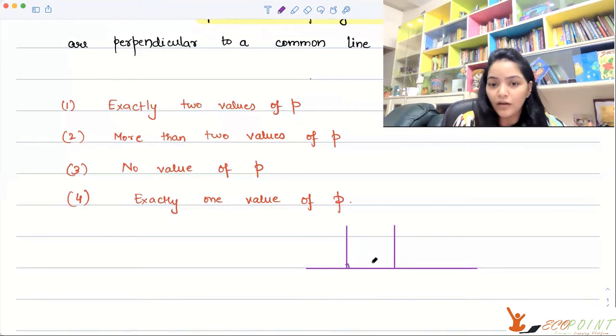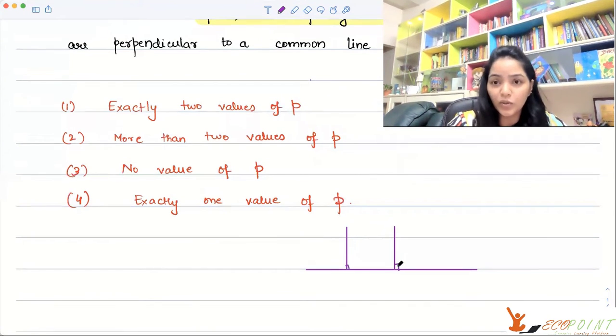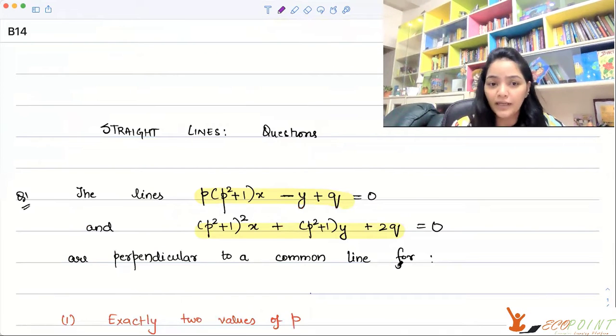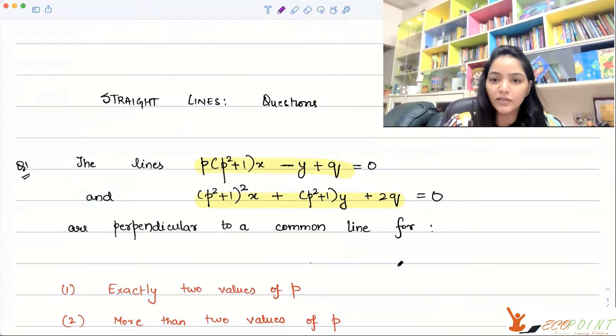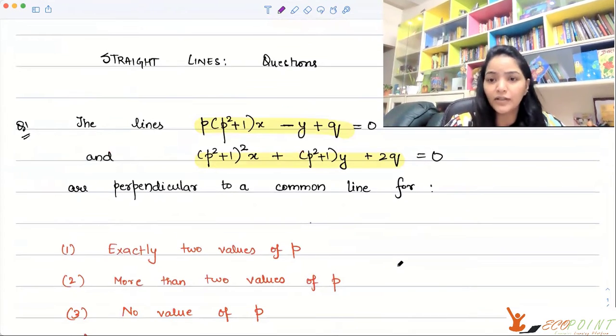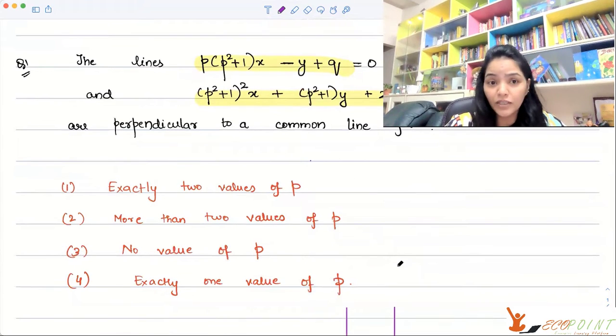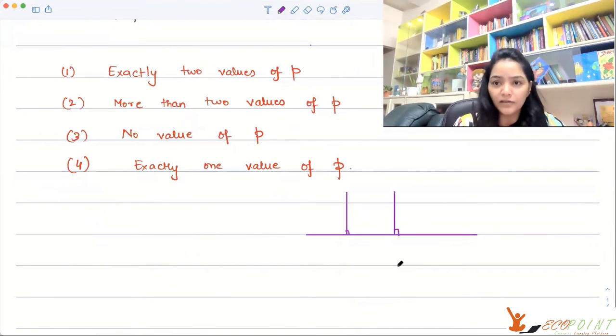So these two lines, the equations that have been provided, are perpendicular to a common line, which means they will be parallel to each other, because perpendicular means 90 degrees. Both are 90 degrees, so they're parallel to each other. And in case two lines are parallel, the slope is the same. So the slope of line 1 is the same as the slope of line 2.